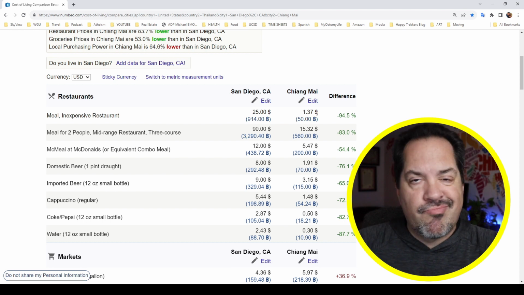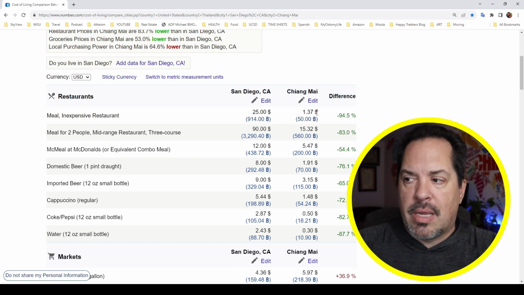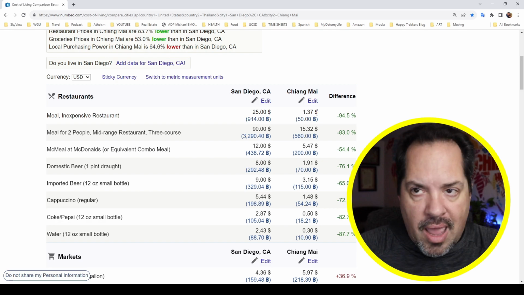$50 here, it's not that big of a deal, right? I mean, $50 is not that big of a deal type of restaurant. It is not what I would call high-end by any means.